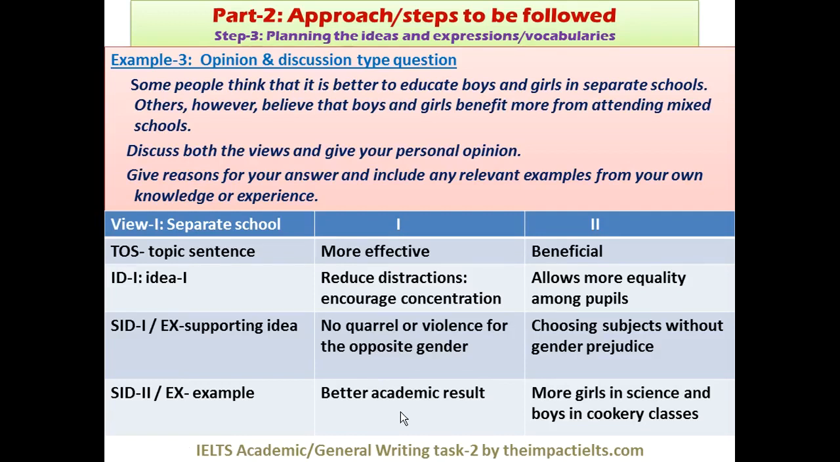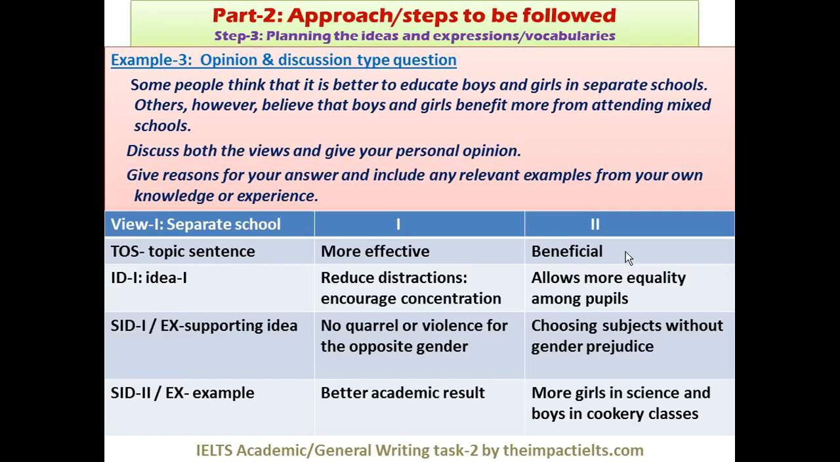So in that case, you don't need to include an example, right? Because in that case, it will exceed the word limit. I will tell you in a coming video how many words and how many body paragraphs, I have already discussed prior to giving the example. And come to the second point.